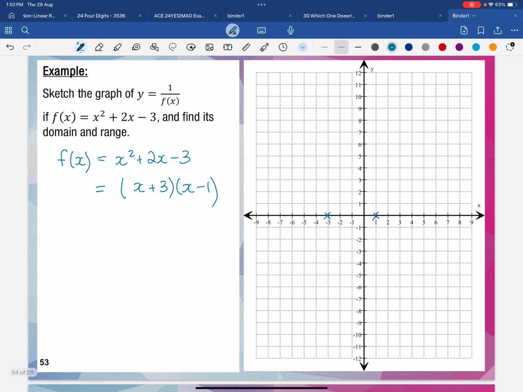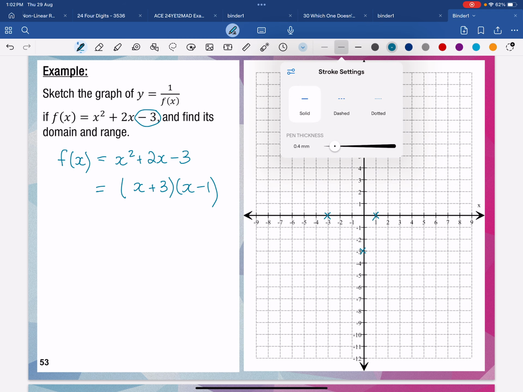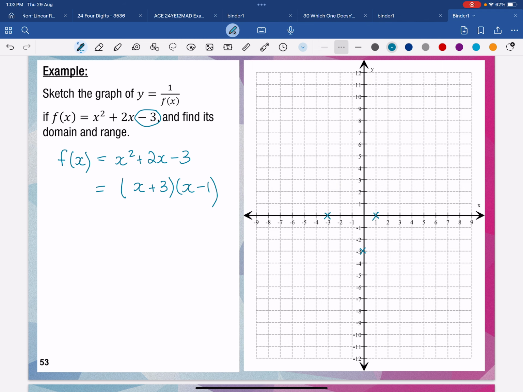The -3 on the end tells me that's where my y-intercept is. One of the properties of a parabola is it's symmetrical around its axis. Because I know where my two x-intercepts are, I can tell that the axis of symmetry of my parabola is directly in the middle of them.